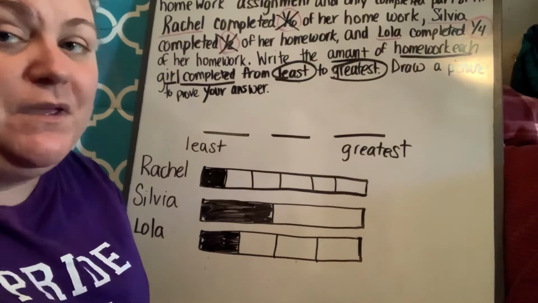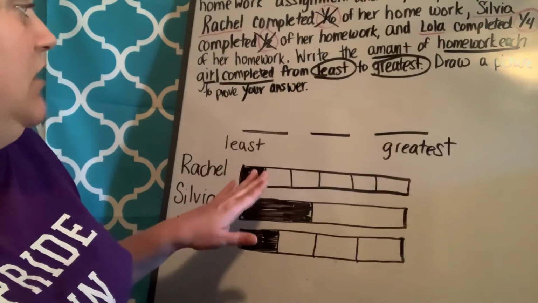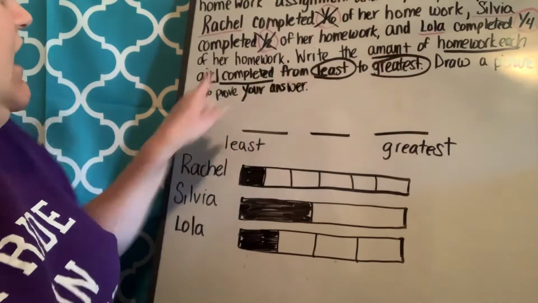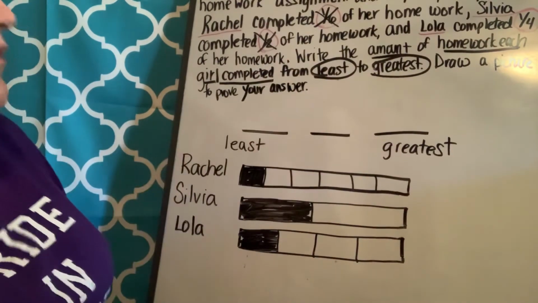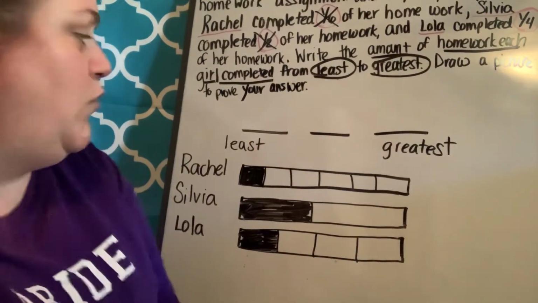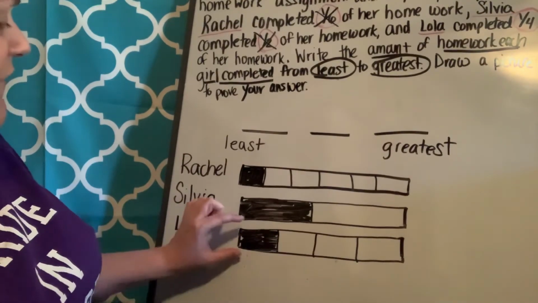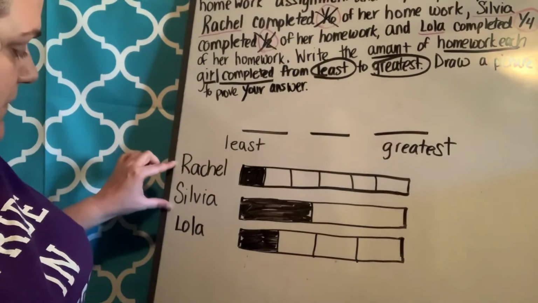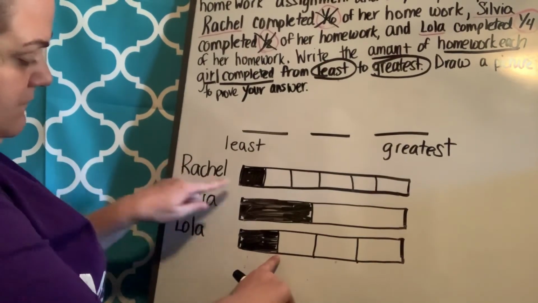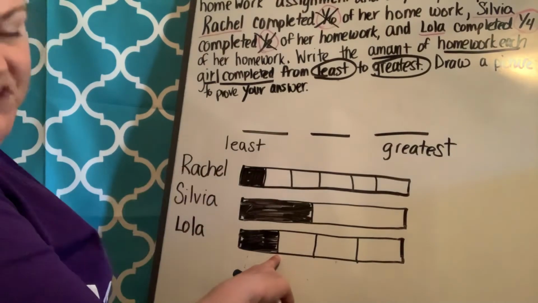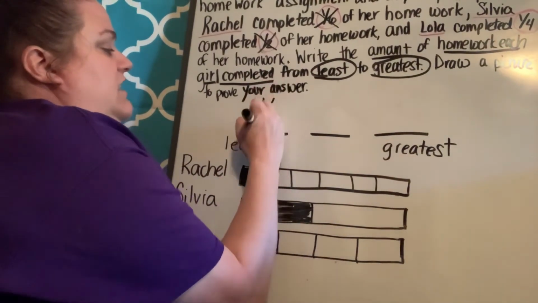I can't stop there because guess what? I'm not quite done with my problem yet. I need to come up here and write the amount of homework each girl completed from least to greatest. So I'm going to start with who completed the least amount of work. Rachel, Sylvia, or Lola? Well, if I compare Rachel and Sylvia, Rachel did the least amount. But then if I look at Rachel and Lola, Rachel did the least amount. So the least amount that was done was Rachel, and she did 1/6.